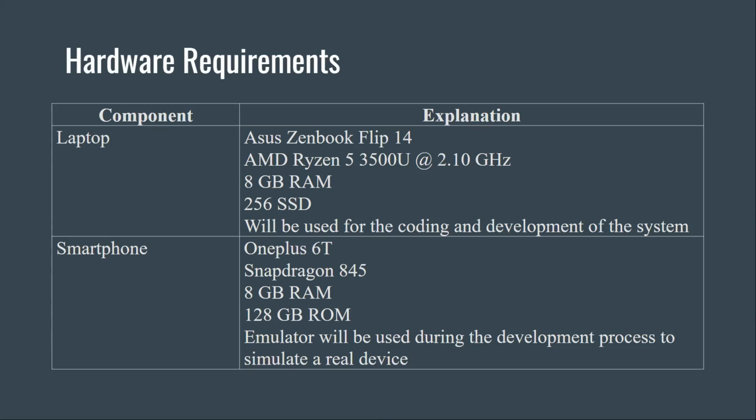And the other component is the smartphone, which is a OnePlus 6T. Now, this is not a real smartphone. This is a smartphone from Android Studio. Has a Snapdragon 845, 8 gigabytes of RAM, 128 gigabytes ROM. So this is what I'll be using to simulate a real device and do some real-time testing.